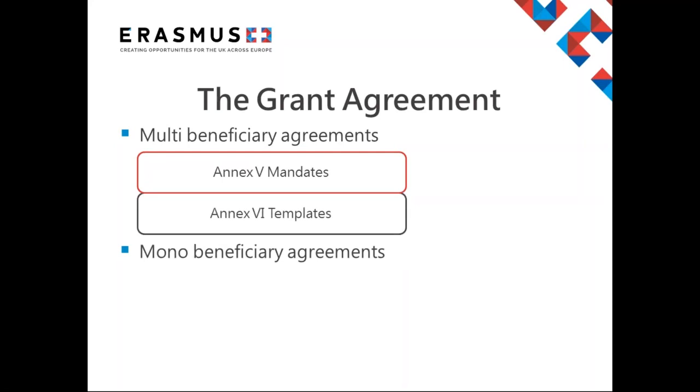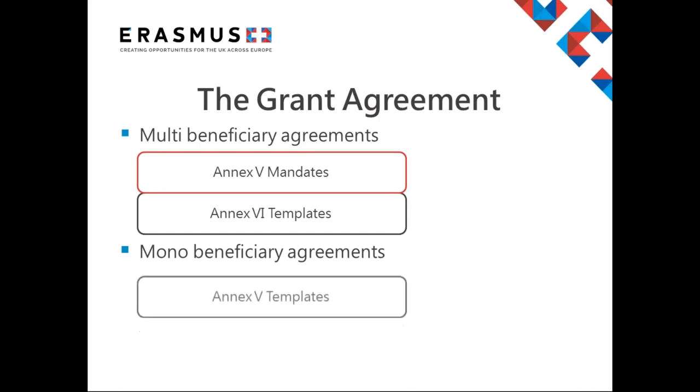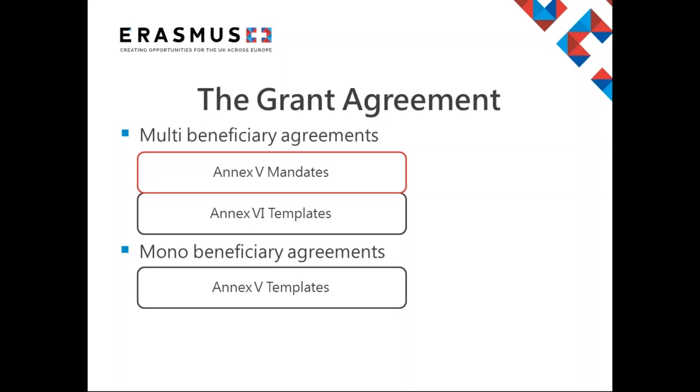The multi-beneficiary agreement has an extra annex compared with the mono-beneficiary agreement. Multi-beneficiary agreements, for projects that have a consortium of UK organisations led by a coordinator, have Annex 5, which includes all the mandates with consortium partners, and Annex 6, which is made up of the applicable templates for the key action and field of your project. Mono-beneficiary agreements, for projects that have a sole UK beneficiary, have Annex 5, which is made up of the same templates. So it's just the number of the annexes that's different.